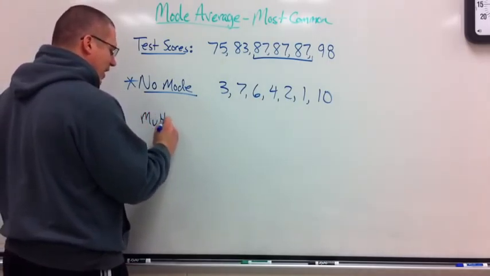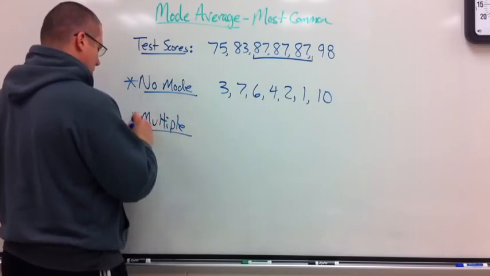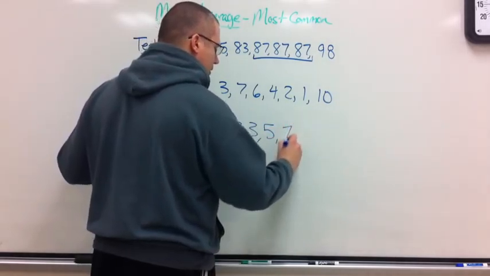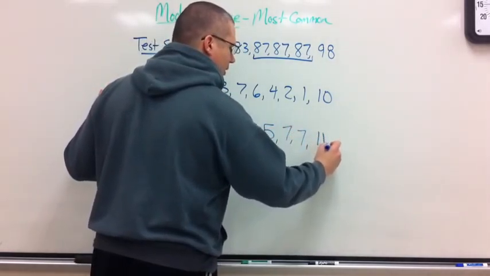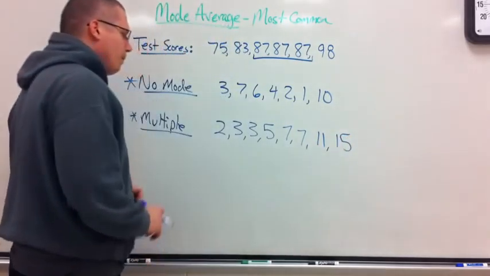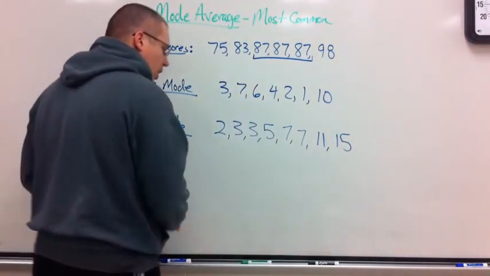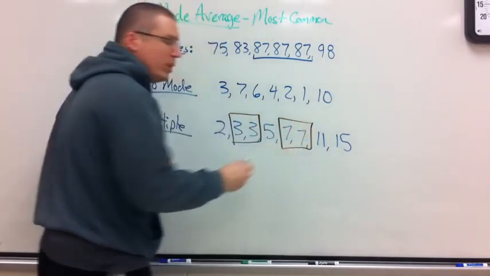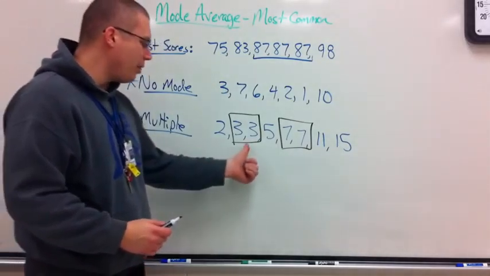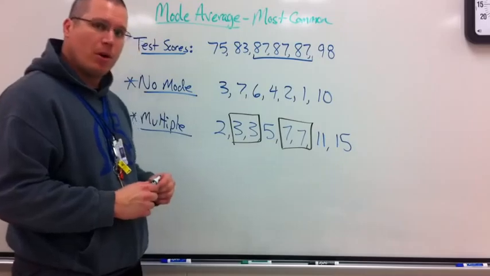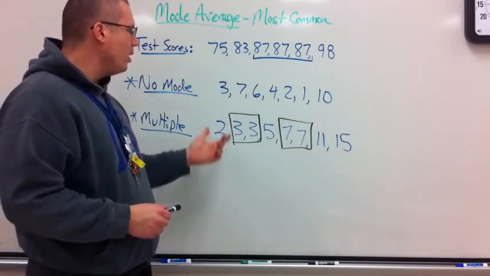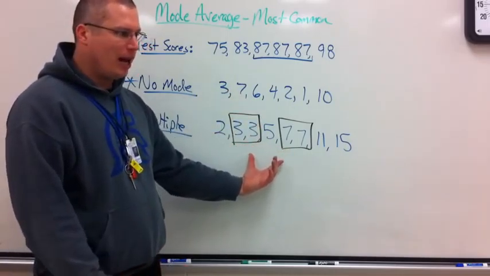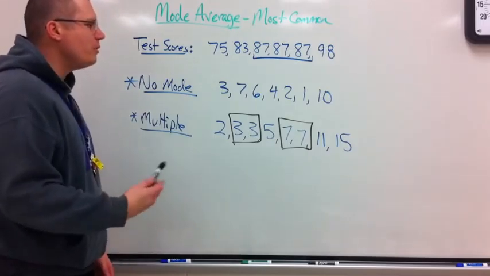The other part is I can have multiple modes. 2, 3, 3, 5, 7, 7, 11, 15. Which number shows up the most? I have 2 3s. I have 2 7s. Well, which is the mode? You list both of them. You would say 3 is the mode and also 7 is the mode. So this is times where mode isn't very helpful when you deal with numbers. Oh, I have 2. Well, what does that tell me? What happens more often? What mode is best used for?